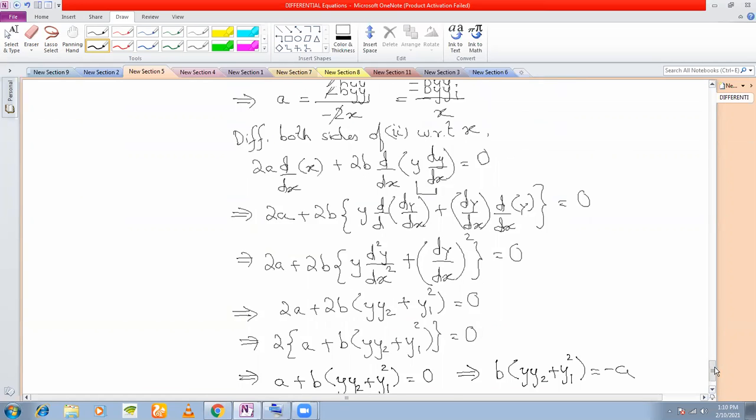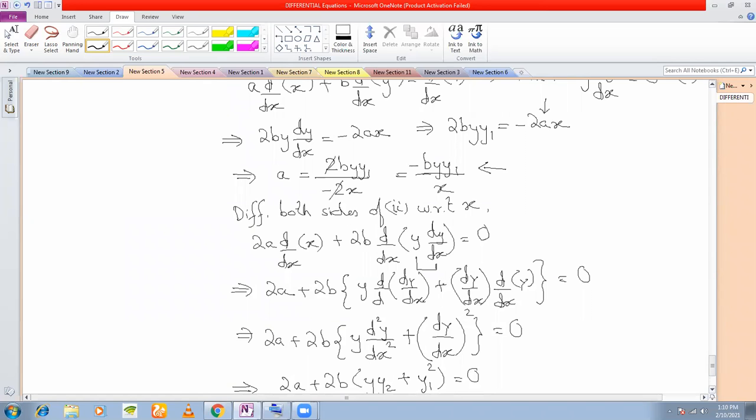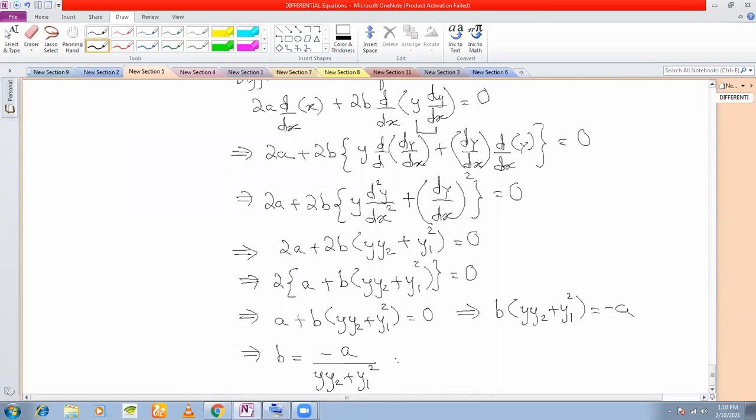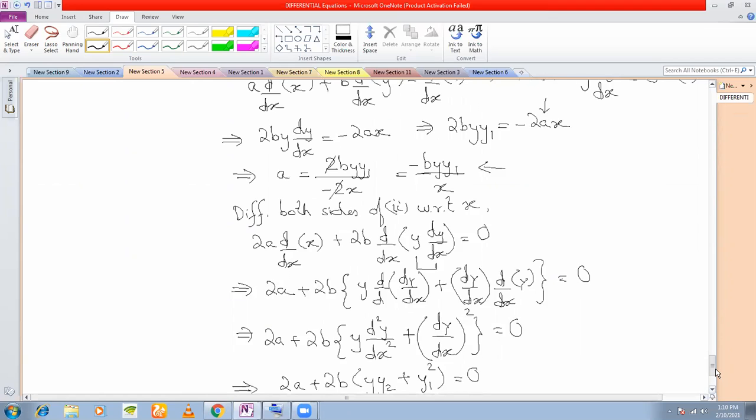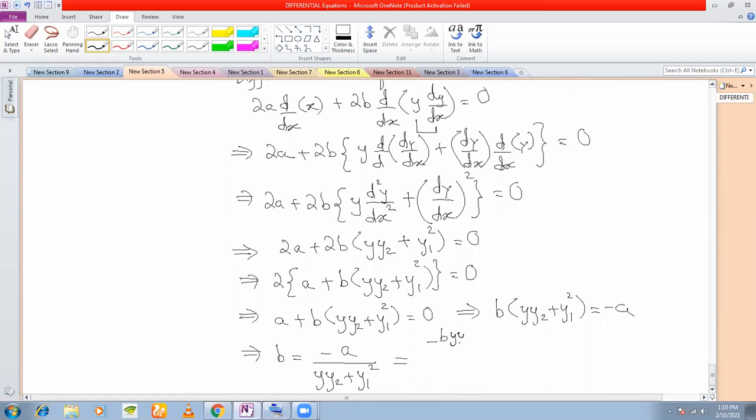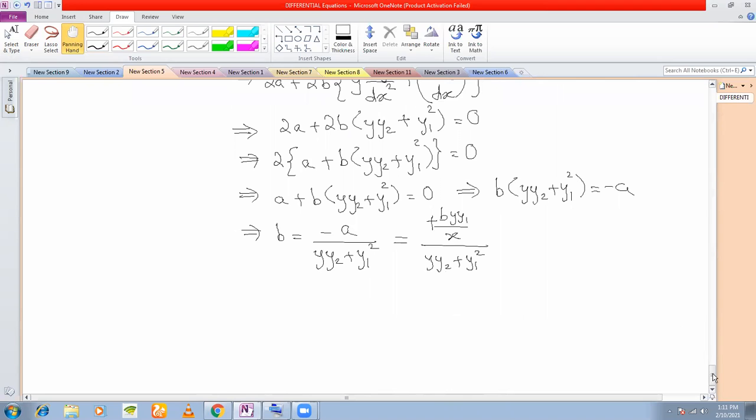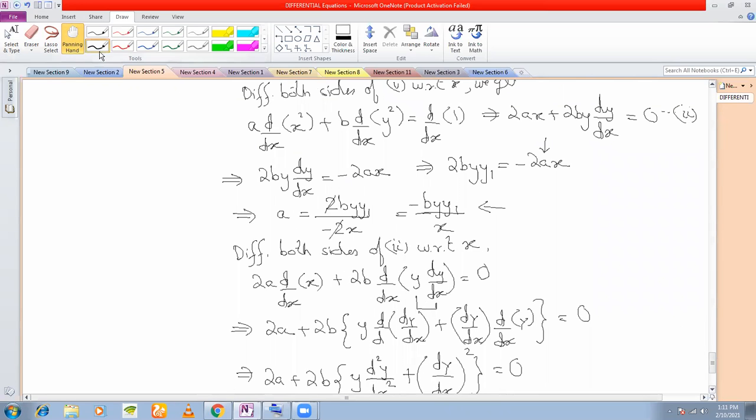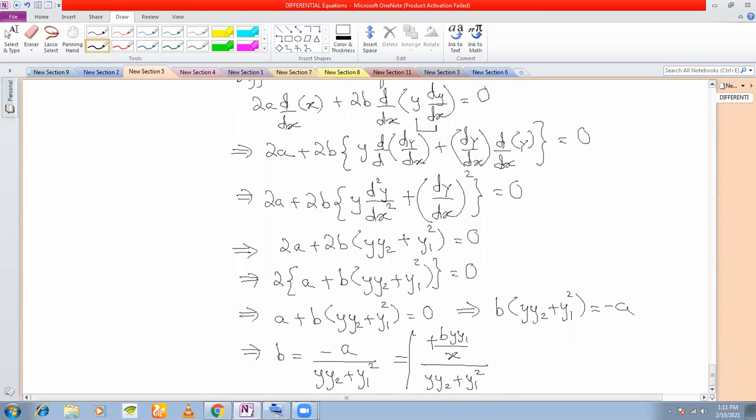But what was the value of a here? The value of a here was minus b y by x. So we put it here because we want to remove the constant. So I'll put here minus b y by x. Okay, minus a is there. So minus and minus will give you a plus here, divided by y y2 plus y1 square, isn't it? This is what you are going to get. So you've got the value of a and b in terms of y1 and y2. See, we have got a in terms of y1, and we have got b in terms of y1 and y2.